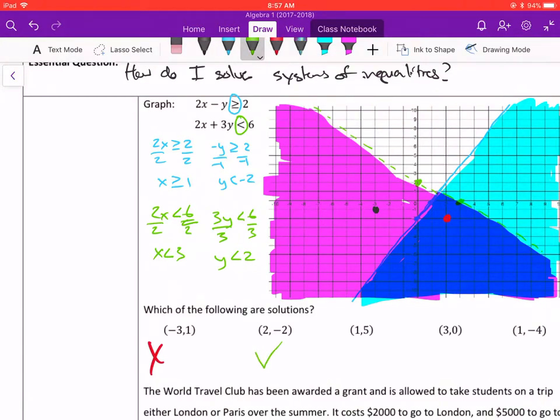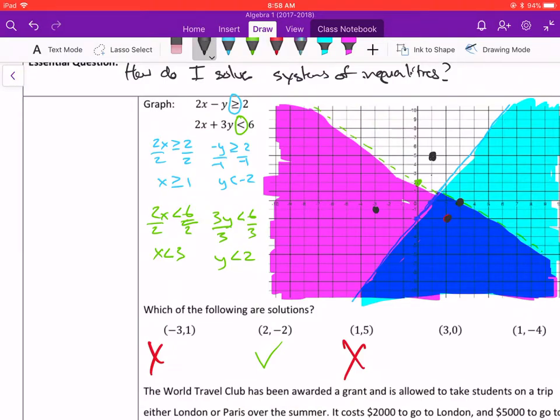That would work. And then it says 1 and 5. Let's check 1 and 5. Okay, 1 and then go up to 5: 1, 2, 3, 4, 5 right here. That is in neither shaded area, so not a solution. How about 3 and 0? 1, 2, 3, 0. The point is right on that dotted line. That point I just drew in black is right on the line. But remember, it's a dashed line.